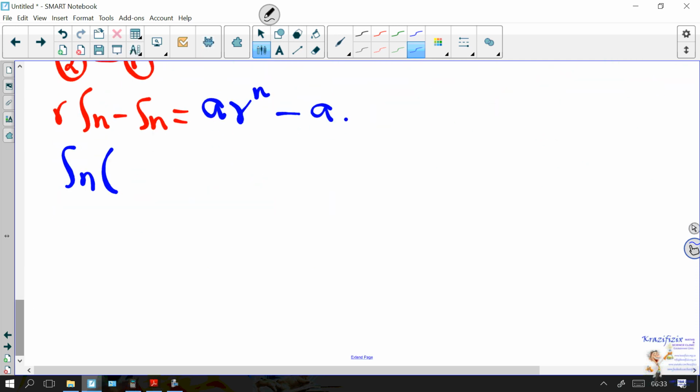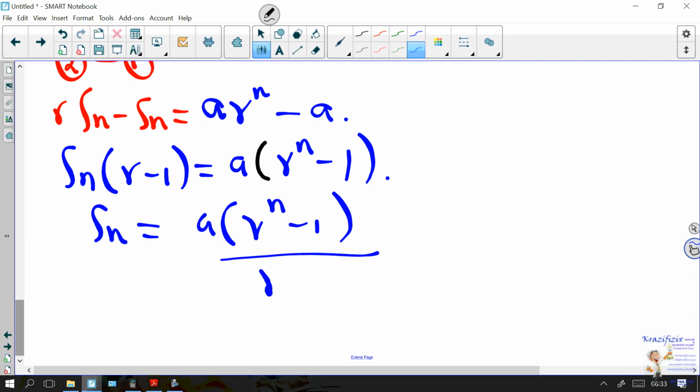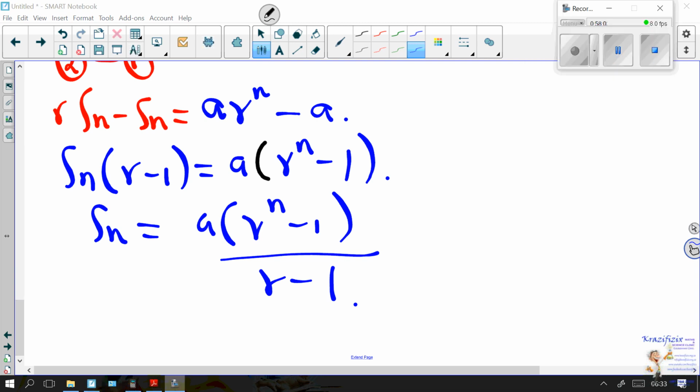So what do I do? What is common here? Sn. R minus 1. What is common here? A. R^n minus what? 1. All right. But what is Sn? A, R^n minus 1 over R minus 1. And you have your proof there again. All right. So that's how we work things out quickly. We're going to run to question number 3 now, still in our 1 hour time frame.